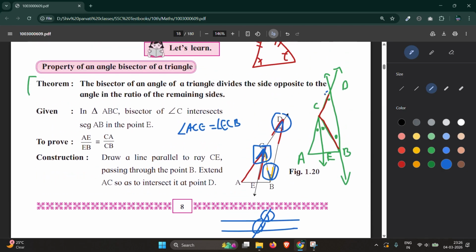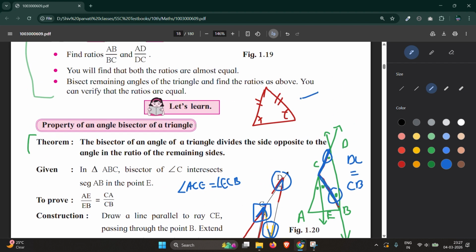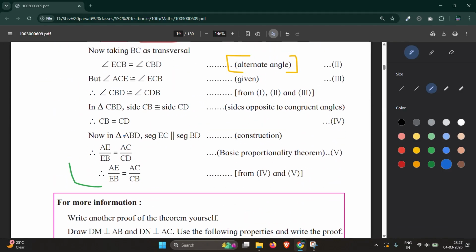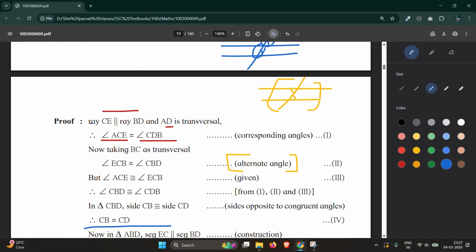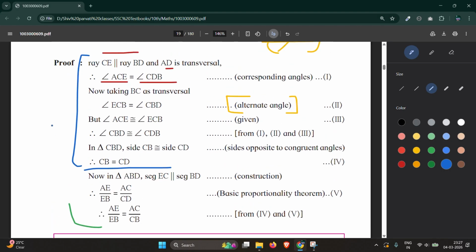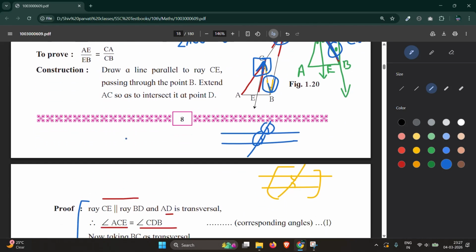Because when we prove that this angle is equal to this angle, we can say now that this line segment CD is equal to this other line segment over here, CB. Why? Because of this theorem, the sides opposite to the congruent angles. So if you see till this part, you can say that this is around 90% of all the proof. We are just doing that. 90% of the proof is just trying to prove that in this setup over here.